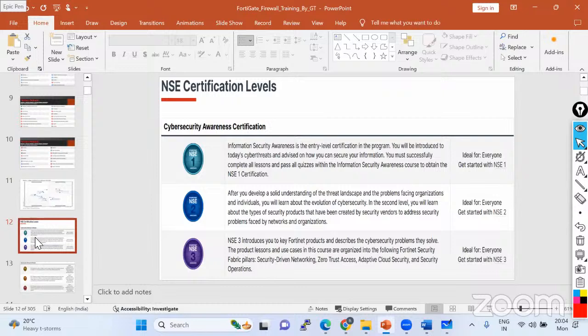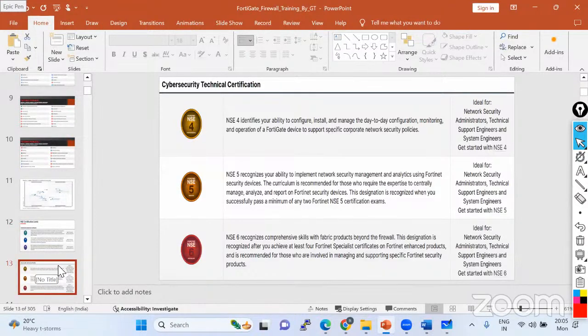And then we also had a discussion about the certification part: what all certifications we can achieve when we are planning our career around FortiGate firewalls. We have various levels of certification. You can see NSE 1, 2, 3. These are free, you can do them easily, no need to pay anything. But the more you want to learn, there are NSE 4, NSE 5 and NSE 6. These are the core concepts.